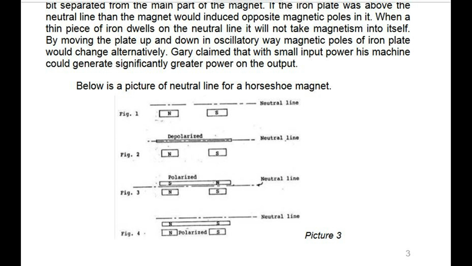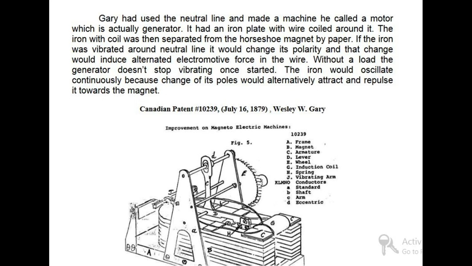By moving the plate up and down in an oscillatory way, the magnetic poles of the iron plate would change alternately. Gary claimed that with small input power his machine could generate significantly greater power on the output. Below is a picture of the neutral line for a horseshoe magnet. Gary had used the neutral line and made a machine he called a motor, which is actually a generator.